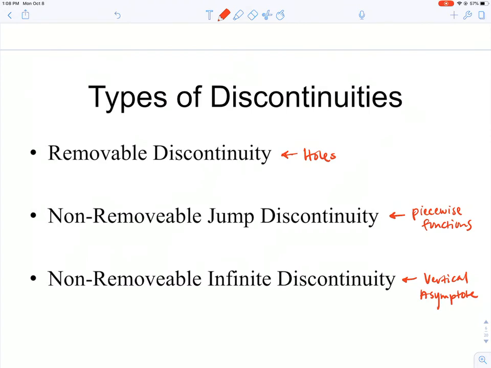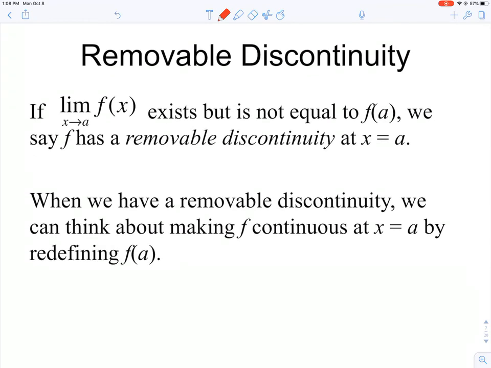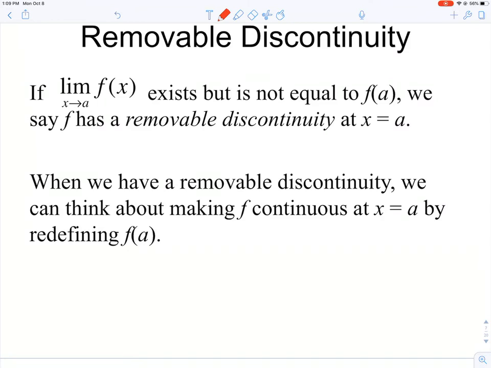Okay, so we're going to first look at what removable discontinuities look like and how to identify those. If the limit exists but is not equal to the function evaluated at a, then we say f has a removable discontinuity at x equals a. When we have a removable discontinuity, we can think about making f continuous at x equals a by redefining the function evaluated at a. We would want to redefine f of a as whatever the limit as x approaches a of f of x is.